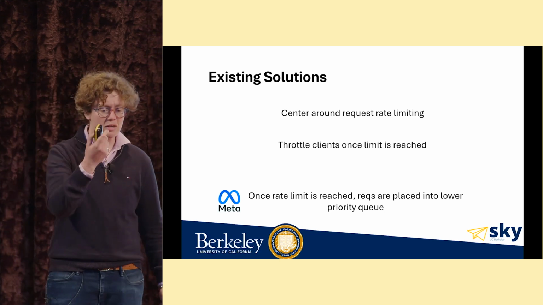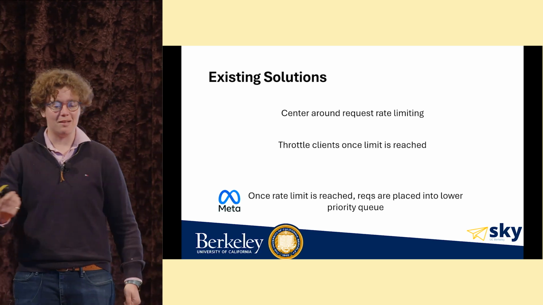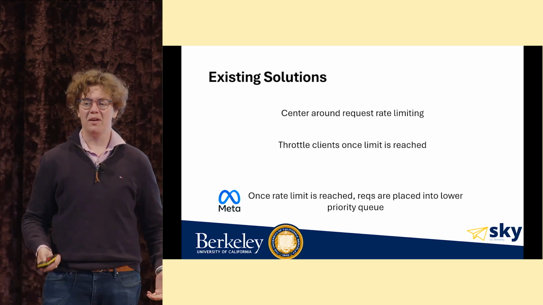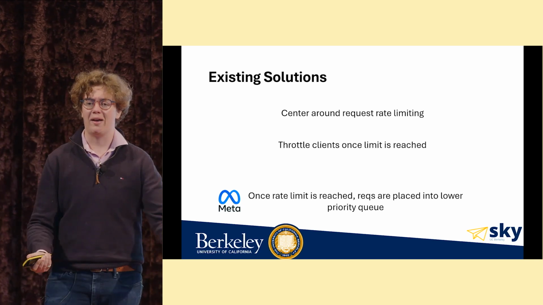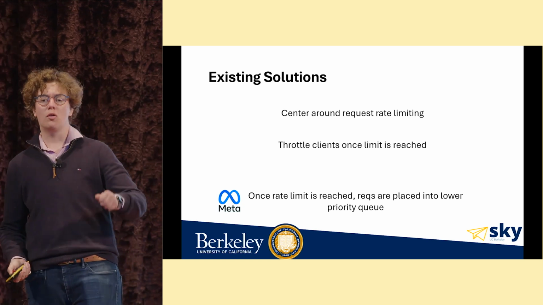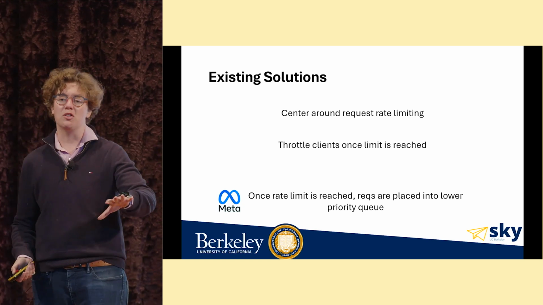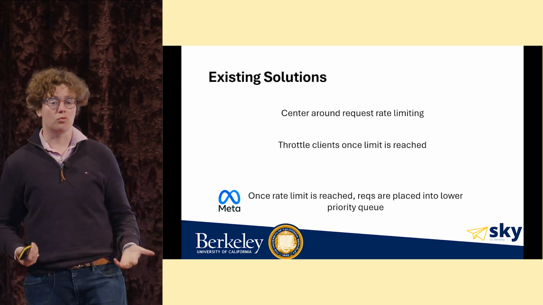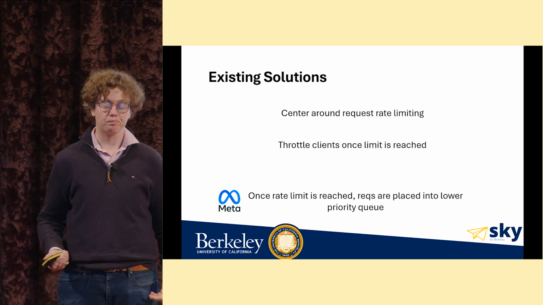In the case of Meta, for example, once the rate limit is reached, the requests are just placed into a lower priority queue. But that's independent of whether or not there's spare capacity. So what you find is that the current solutions for performance isolation for contended workloads tend to lead to fairly low system throughput or system utilization.